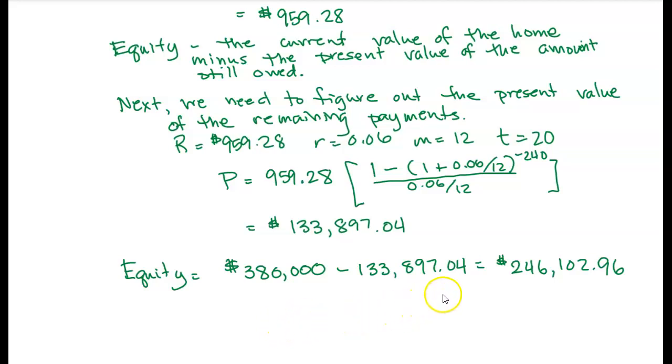So if they sold their house right now and were able to get $380,000 for it, they would have to pay $133,897 to pay off the debt, and what they would have left would be $246,102.96, so they could use that toward their new house. All right, that takes care of the examples in this lecture, and I will meet you in class to work on the discussion questions.